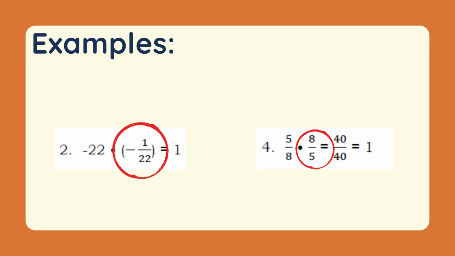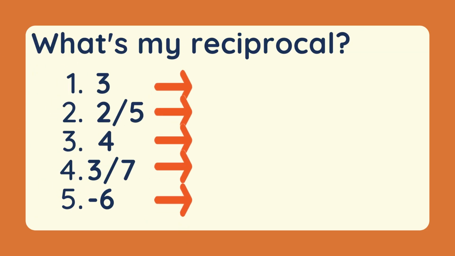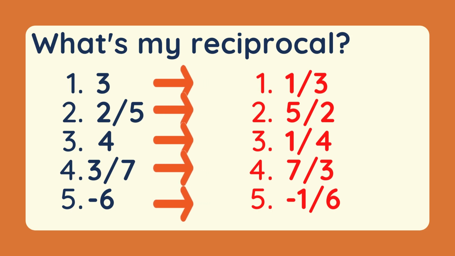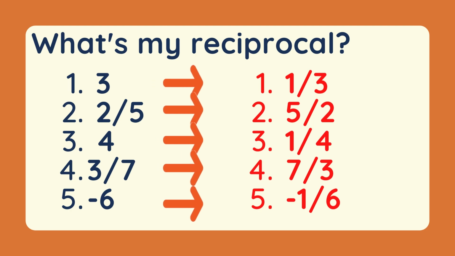Let us check your reciprocals. Okay? So, what is the reciprocal of 3? What is the reciprocal of 2 over 5? What is the reciprocal of 3 over 7? And for number 4, 1/4, what is the reciprocal? Number 5, negative 6. Let us check if you got the correct answer. For number 1, the reciprocal of 3 is 1/3. Number 2, 5 over 2. Number 3, 3 over 7, the reciprocal is 7 over 3. And for number 5, negative 6, the reciprocal is negative 1 over 6.